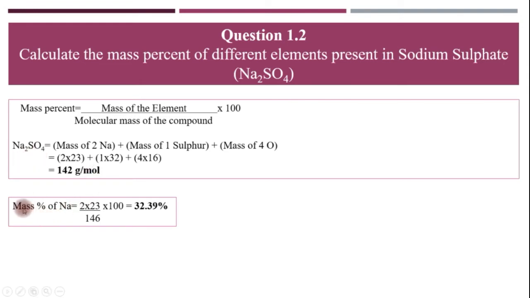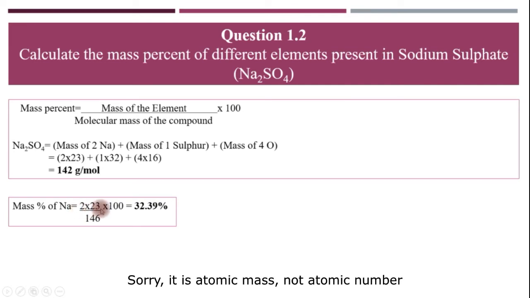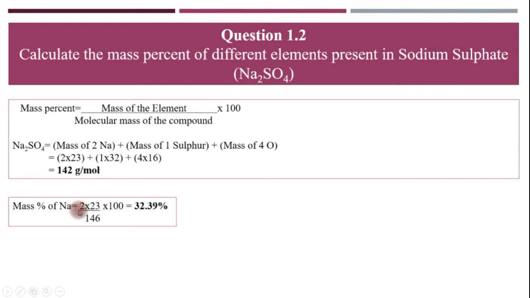So here for the first element, which is sodium, mass percent of sodium equals number of sodium atoms into atomic mass of sodium divided by the molar mass of the compound into 100. So in the numerator, it's not only important to mention the atomic mass, you should also see how many atoms of that element is there in the compound. And then you need to multiply that in the numerator.